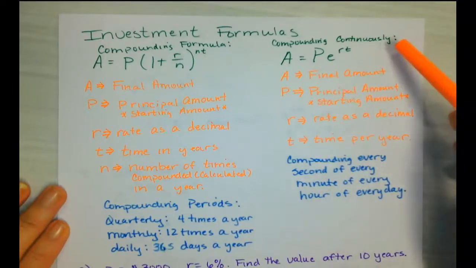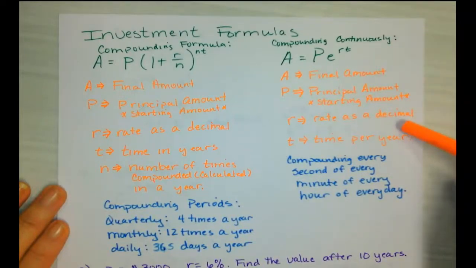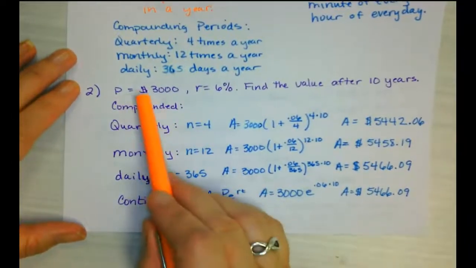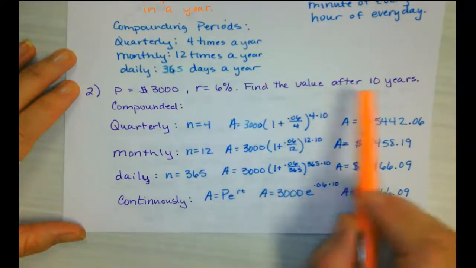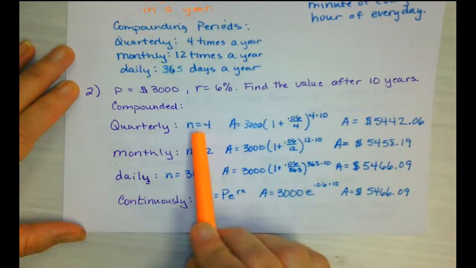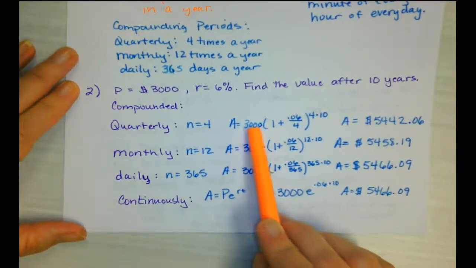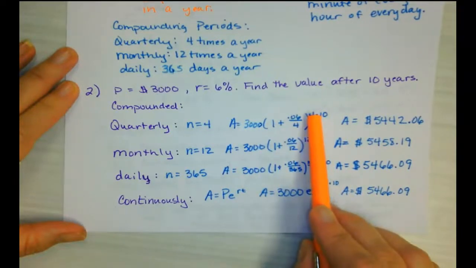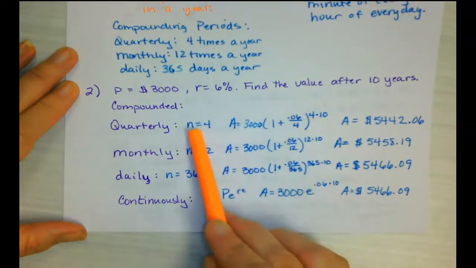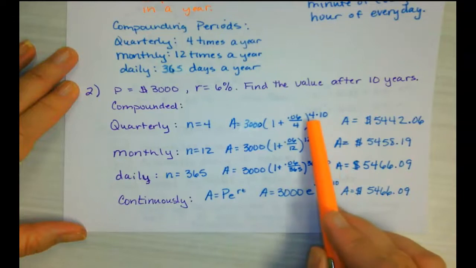And then when we look at the compounding continuous, very similar designation. A is the final amount, P is the principal amount, R is the rate as a decimal, T is the time per year, but it's compounded every second of every minute of every hour of every day. So if we look at problem 2 on the note page, we have a principal of 3,000, a rate of 6%, and we want to find the value after 10 years. So if I compound it quarterly, that means my N is going to be 4. So I take my principal, which is 3,000, times 1 plus the rate as a decimal, which is 0.06. So 6% changes to 0.06. Then I divide it by 4 because that's my compounding time. And then I multiply the power by 4.